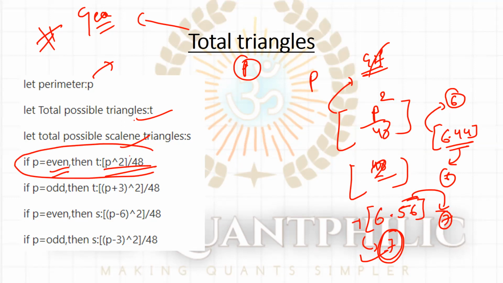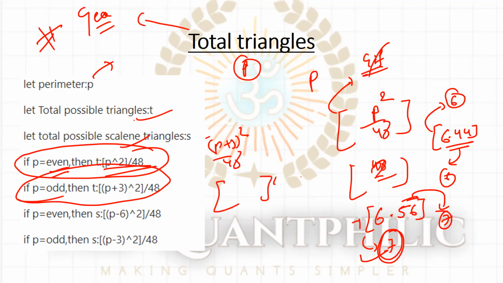So if the perimeter is even, then the total number of triangles is this much. If the perimeter is odd, then you have to plug in this formula: perimeter plus 3 whole square by 48. This much process you have to do first, using the calculator. After that, you will apply this bracket.